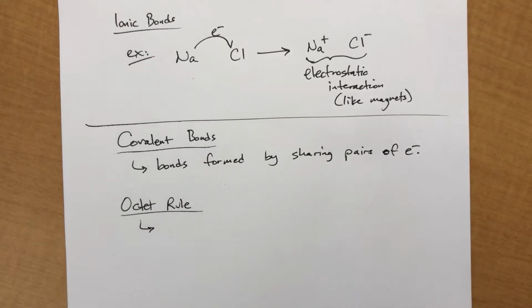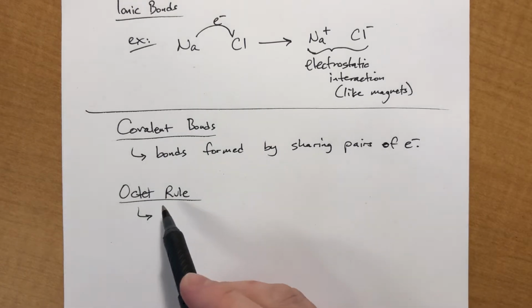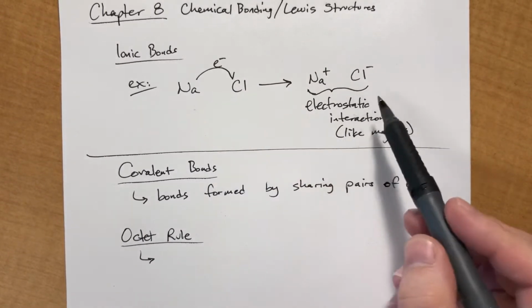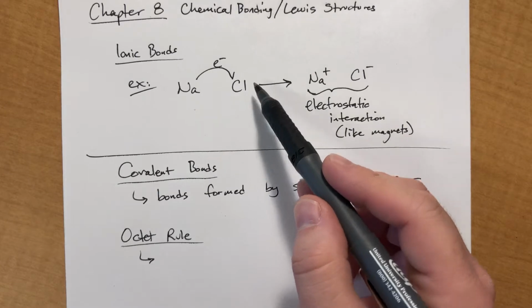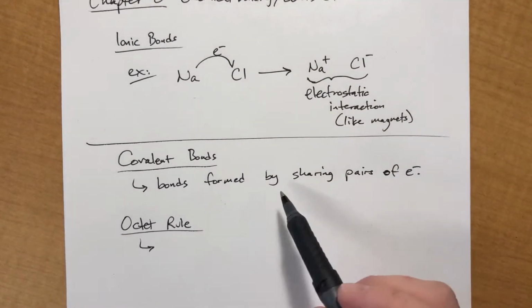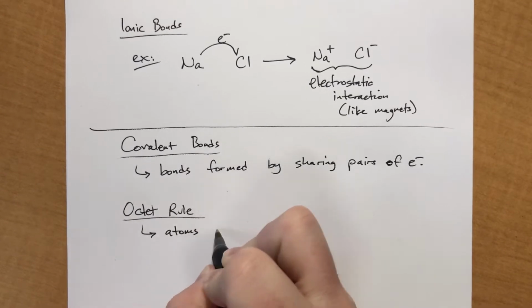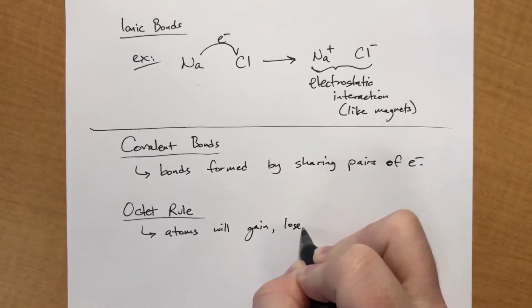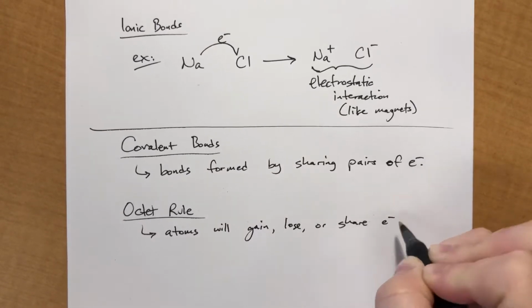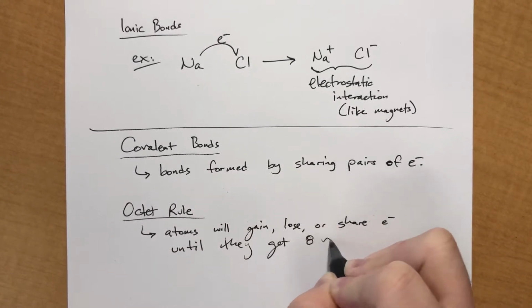This is the idea, we kind of in class mentioned the idea of valence electrons. The idea is that atoms will get rid of, beg, borrow, or steal electrons. Basically, they'll give up electrons or steal electrons from somebody else, or they'll share electrons until the atoms in the molecules have 8 valence electrons. So atoms will gain, lose, or share electrons until they get 8 valence electrons.